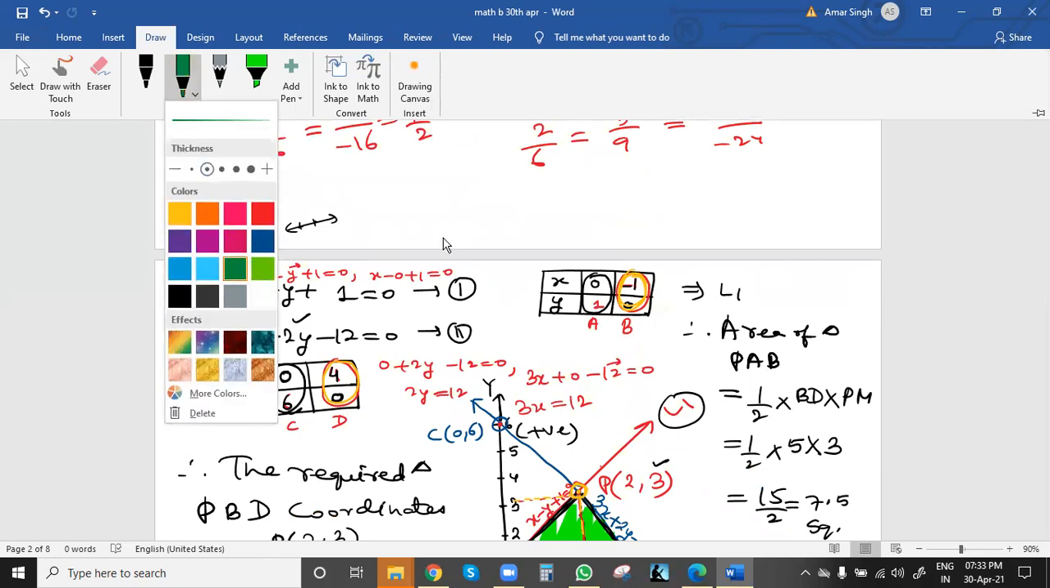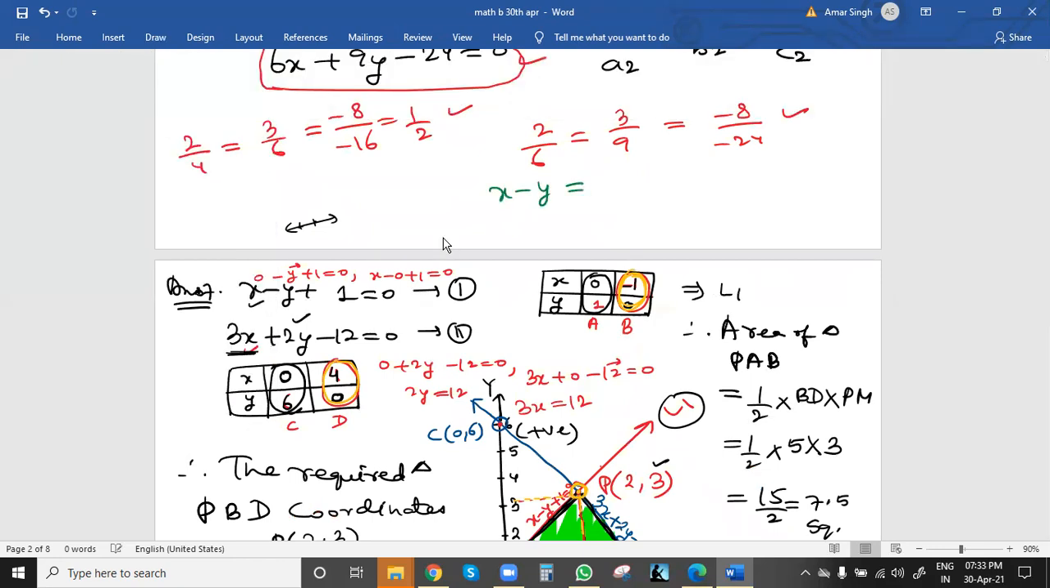Suppose I solve for you: x minus y equals minus 1 is the first equation, and the second one is 3x plus 2y equals 12. What is the method? We can multiply the first equation by 2, on both sides, left hand side and right hand side. So this will become 2x minus 2y equals minus 2. And we can add, so the 2y terms cancel out. 5x equals 10, so x will be 2.